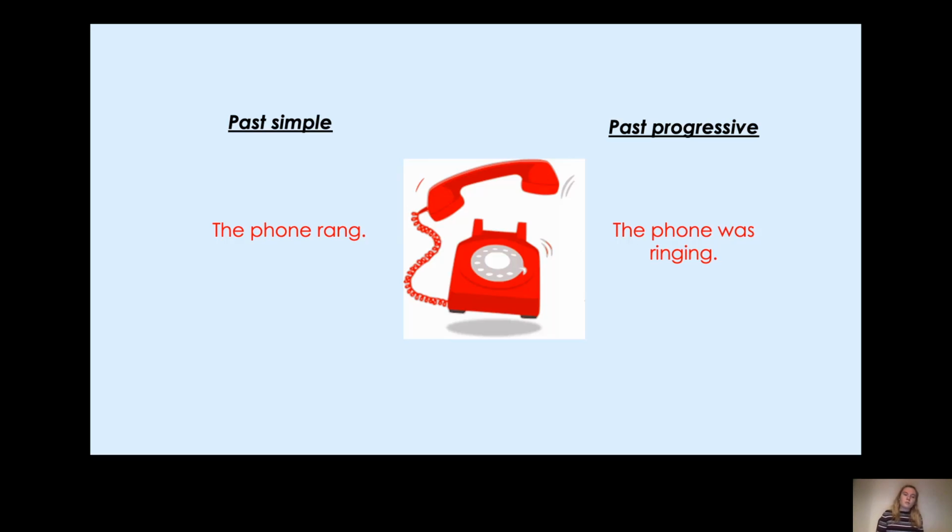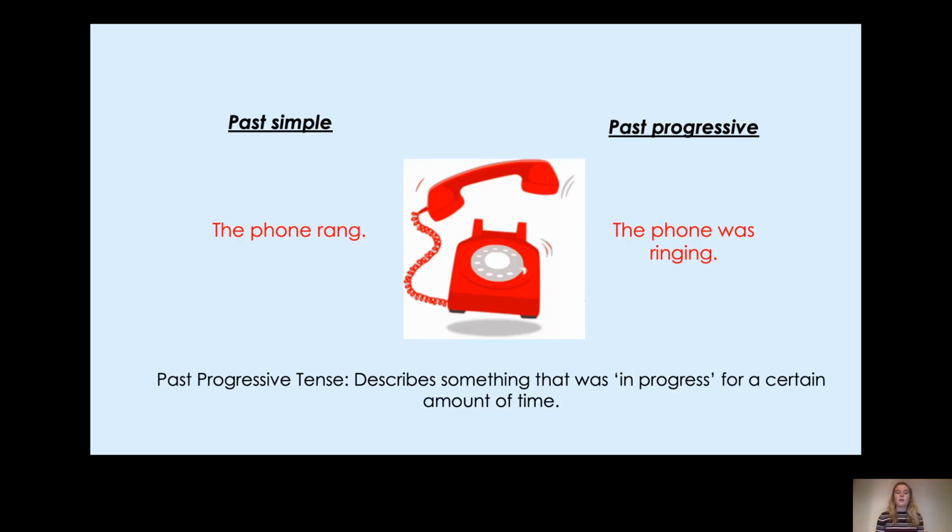The phone was ringing when my dinner was ready. So the fact that dinner was ready and you're going to eat it has interrupted the phone. So you're not going to answer it. The phone was ringing when I entered the house. So the fact you're entering the house is probably going to stop the phone from ringing. So the past progressive tense describes something that was in progress for a certain amount of time. So as I said, the phone was ringing for a long time.